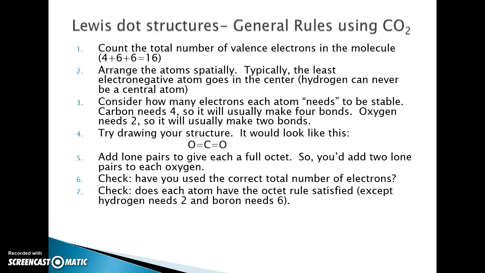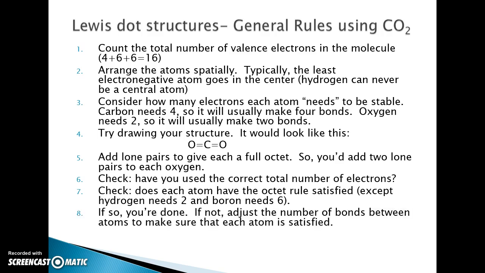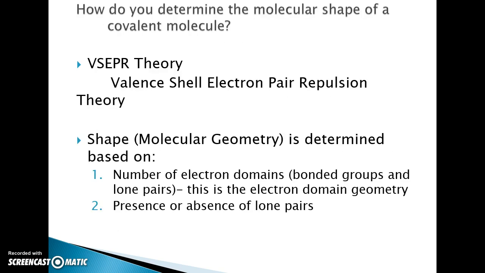And we need to check that each atom has the octet rule satisfied. Note that hydrogen will only need 2 electrons and boron only needs 6. But we don't have either of those here, so each of them will have 8 electrons, again, once the lone pairs are added in. If both of those are correct, you're done. If not, you're going to need to adjust the number of bonds between atoms, and therefore the lone pairs, to make sure that each atom is satisfied without using too many or too few valence electrons.